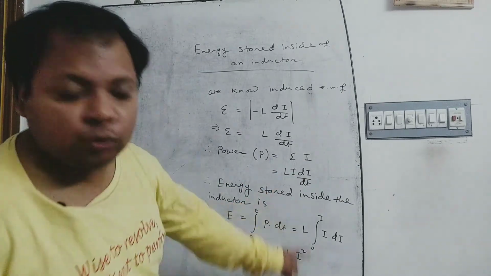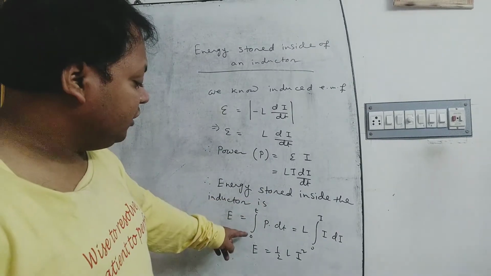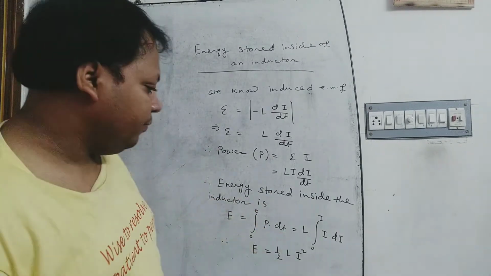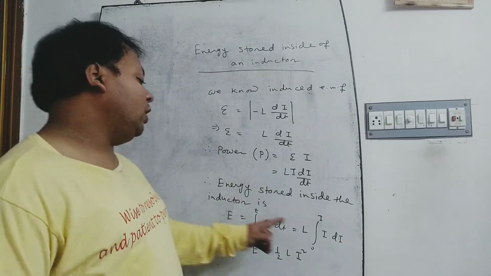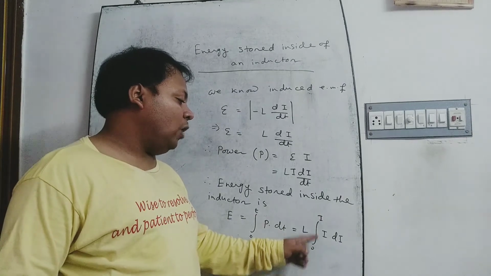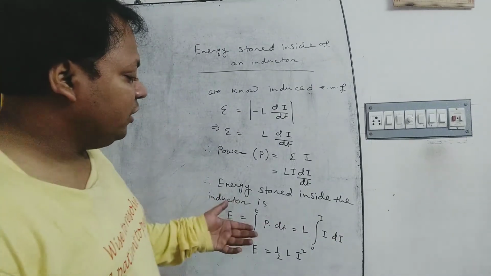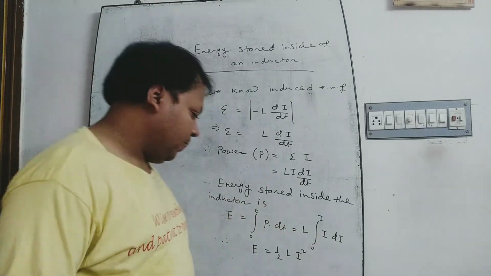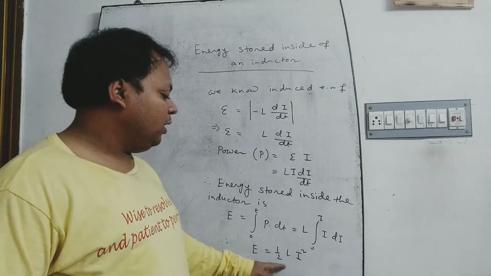Therefore, the energy stored inside the inductor is E is equal to the integration from 0 to t of P dt. Now substituting the value of P, we have E is equal to L times the integration from 0 to I of I di. Therefore, the energy stored in the inductor E is equal to half L I square.